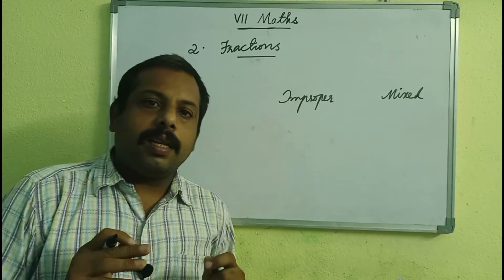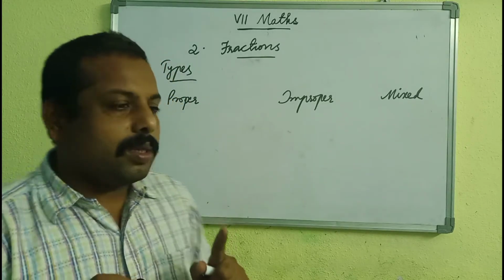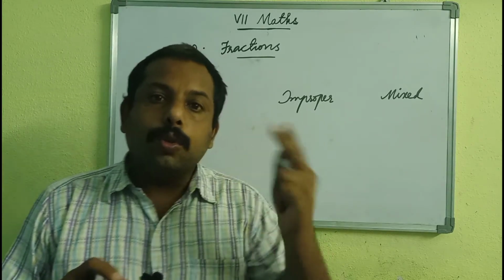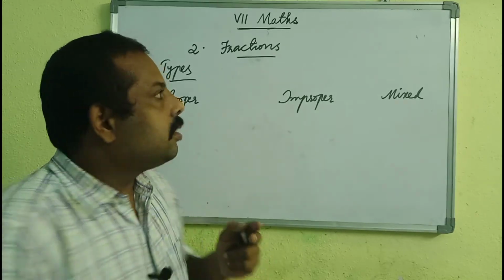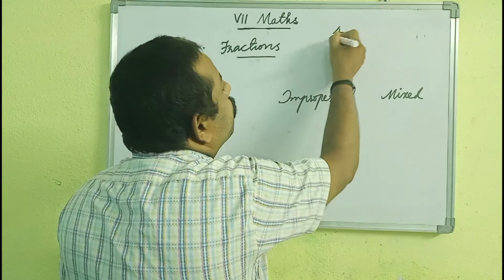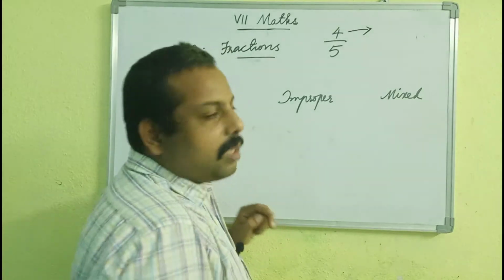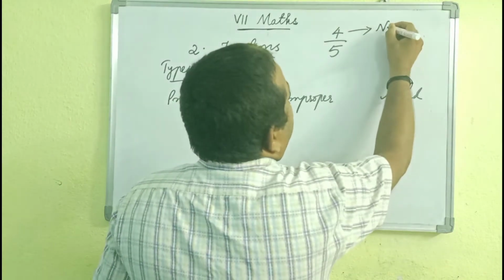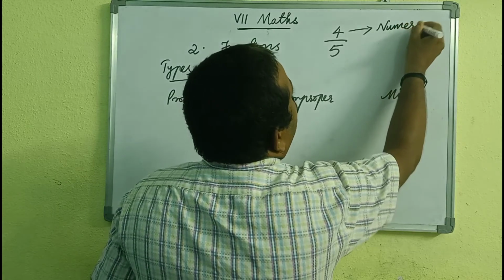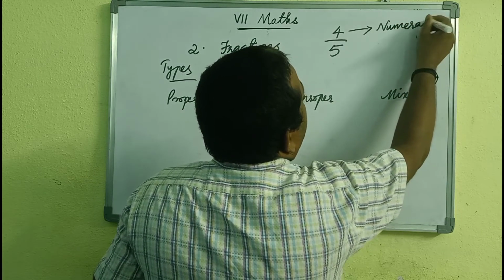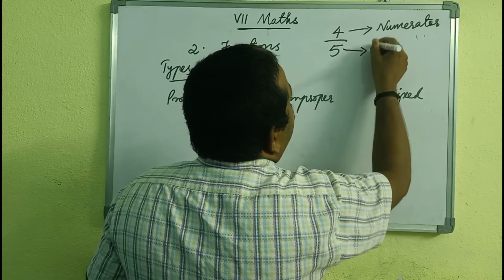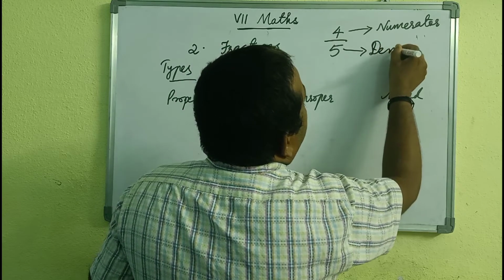See, first of all, you have to understand that a fraction has two parts. For example, 4 by 5. The number that is written above is called the numerator. The number that is written below is called the denominator.